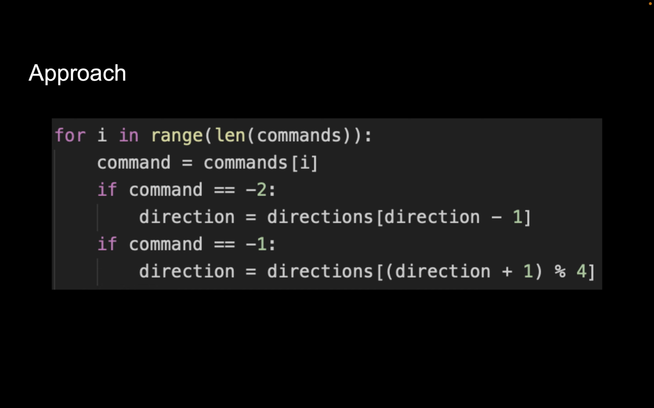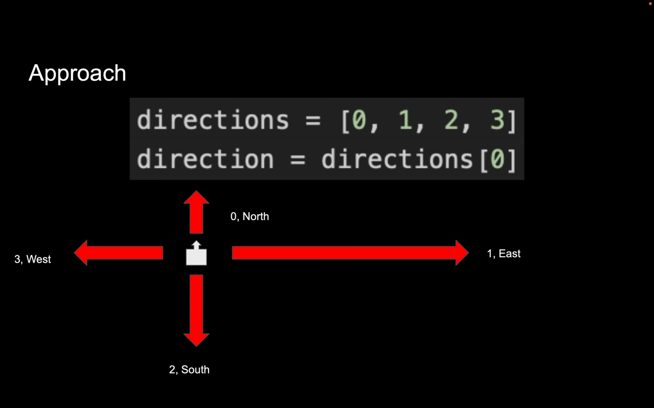Also, if we are moving to the right, which is the case when the command is -1, we simply have to do the modulo operation, and direction will become (direction + 1) modulo 4. For example, if you want to move from west to north, which is a right operation, we add 1 to the index and then divide it by 4, and the remainder is going to be 0. So now the direction is north.